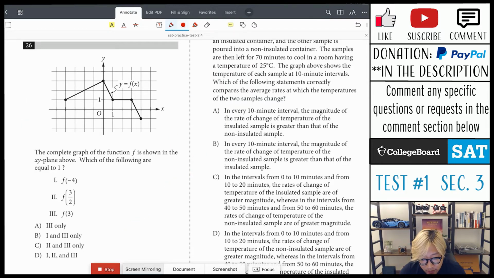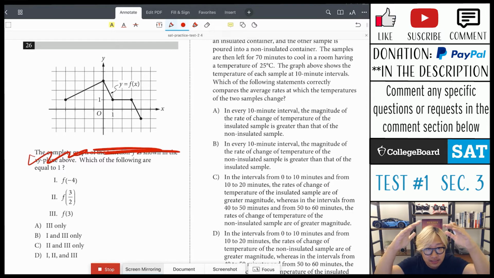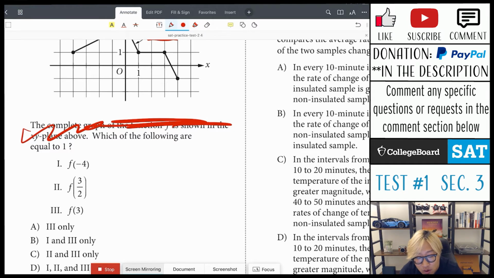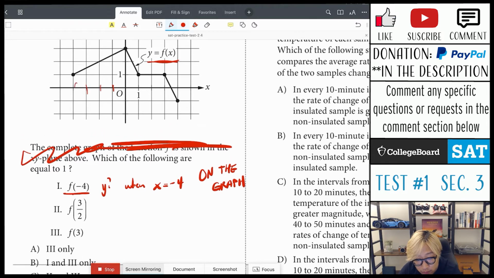26. The complete graph of the function f is shown. Which of the following are equal to 1? Remember, it's called f of x. The inside of the parentheses is the x value, and f of x is the y value, like they tell you over there. So here we go. Roman numeral 1, f of -4. Once again, x is -4. So this question is asking, what is the y when x is -4 on the graph? Let's go to the graph and go to where x is -4. 1, 2, 3, 4. On the graph, it's right there. What's the y value? It's 1.